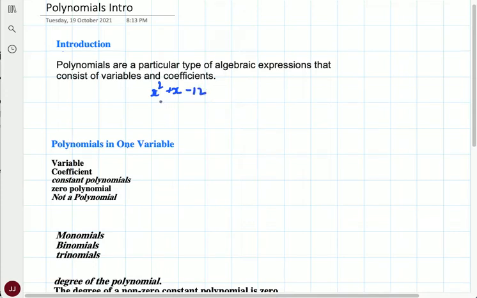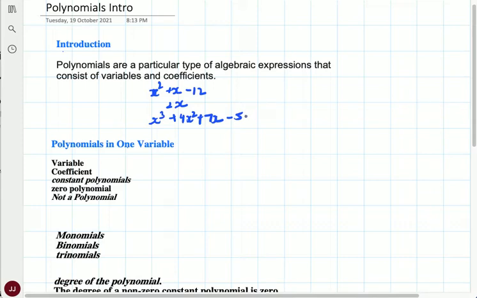So any expression with variables and coefficients. So you can see other examples. Other examples of algebraic expressions are 2x, 3x, and so on, and it can also be x cube plus 4x square plus 7x minus 5. So all these are polynomials.